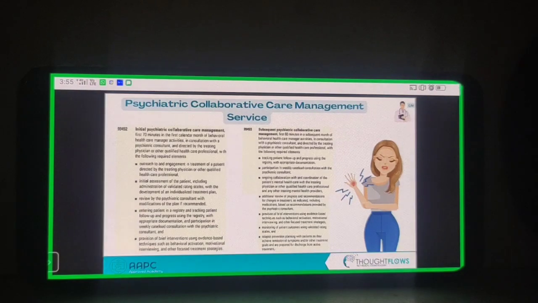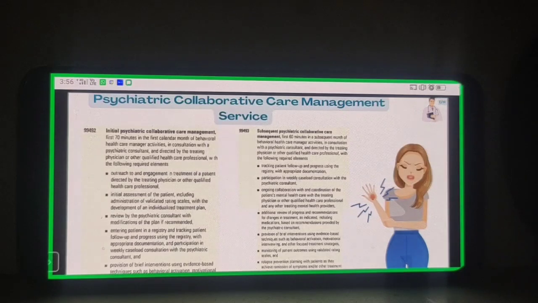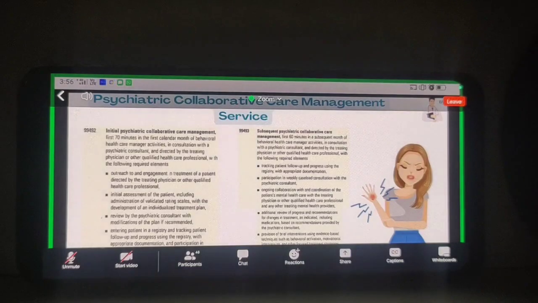Here, for initial, check the time duration in the code description. First is 70 minutes. Initial psychiatric collaborative care management, 70 minutes, 99492. For subsequent, it will be 60 minutes. For initial 70 minutes, for subsequent 60 minutes.